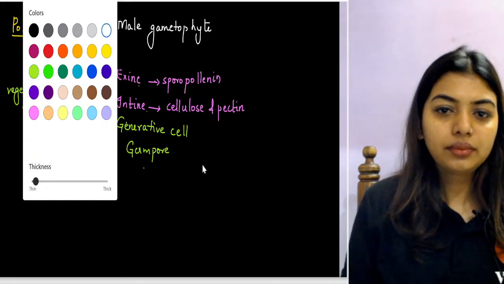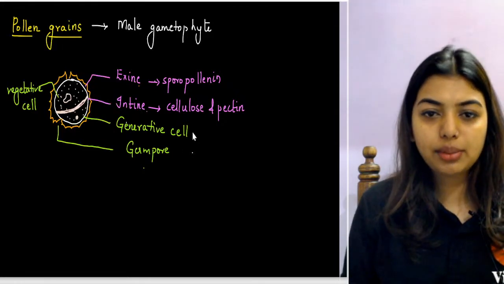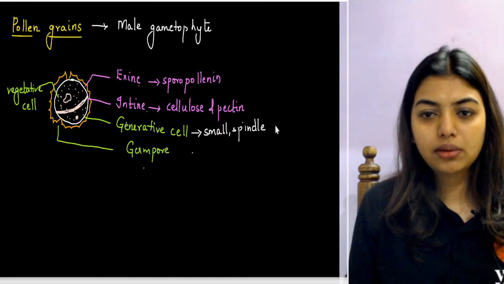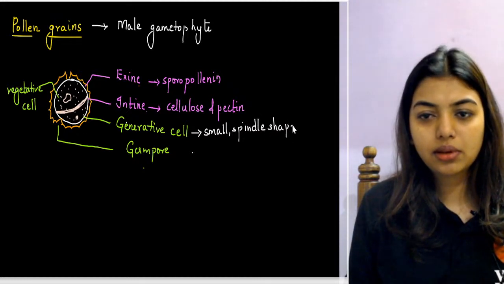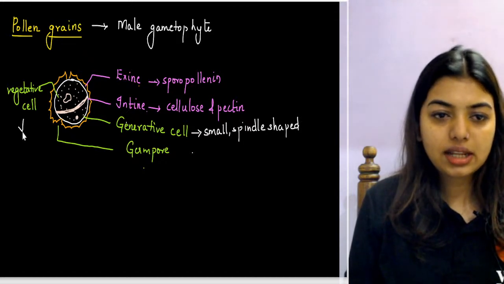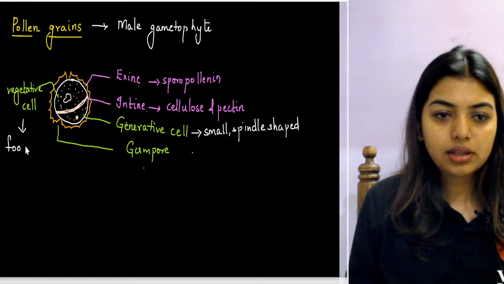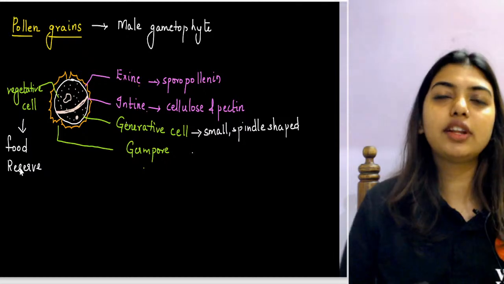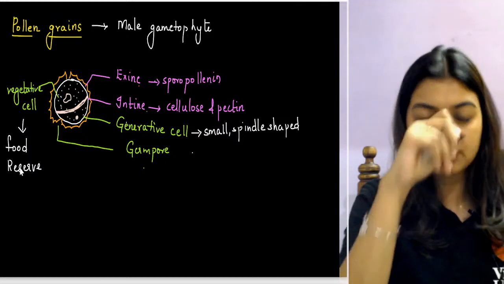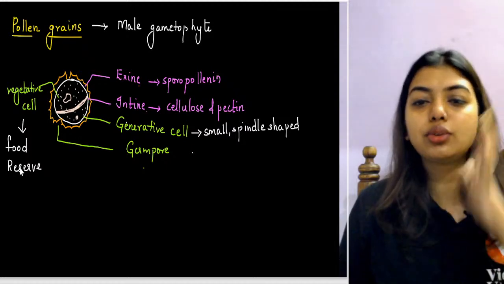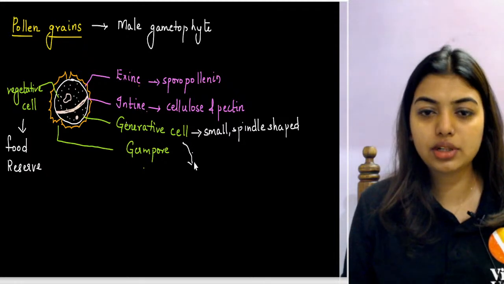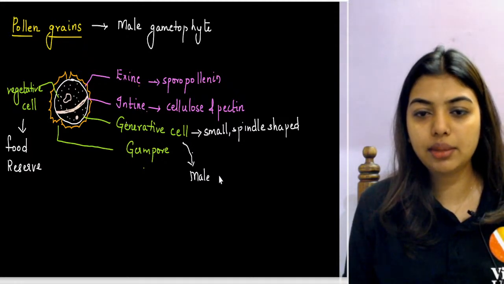The generative cell is small and spindle shaped, and the vegetative cell is a food reserve. It is going to provide all the nourishment. Whatever reserved material they have, all of it they are going to give to the generative cell. And inside the generative cell you will have the male gamete. So it's a very important cell, right? It will have the male gamete.